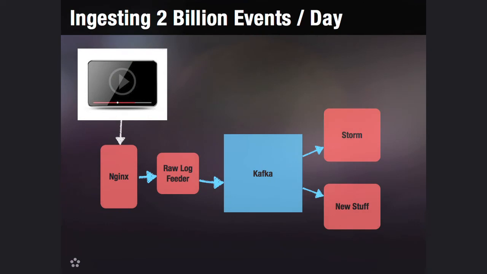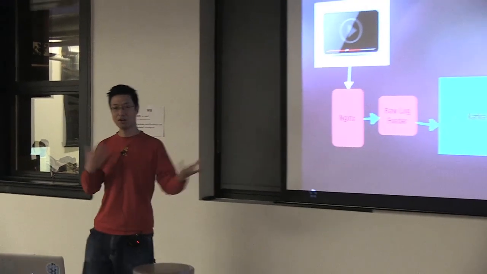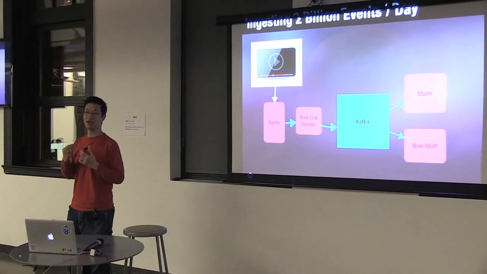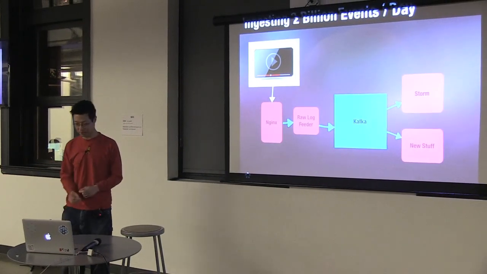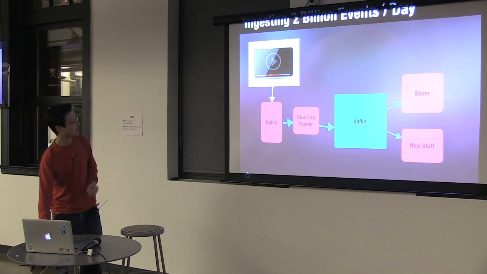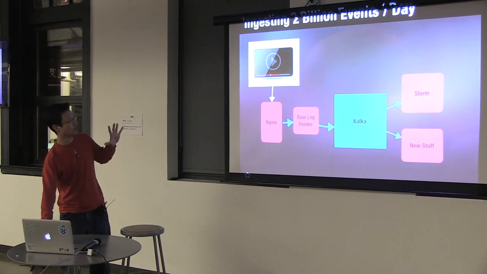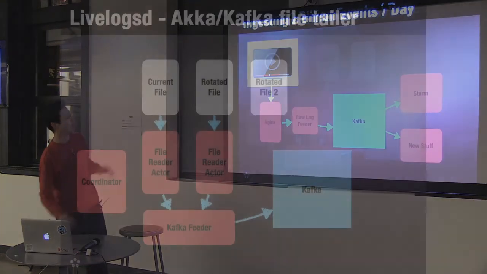So I want to talk about the problem of ingesting 2 billion events a day a little bit. You have a video player. This feeds into a front end of, say, Nginx servers. We feed them, say, into Kafka, and then we feed them into other pipelines. What is an effective way of processing all this data, right? And we'll start with a couple places where we use Akka.